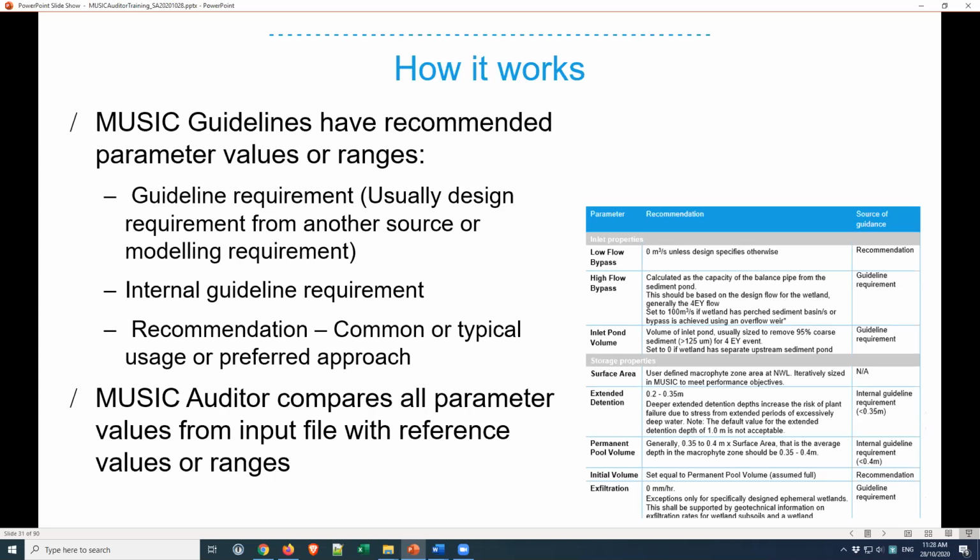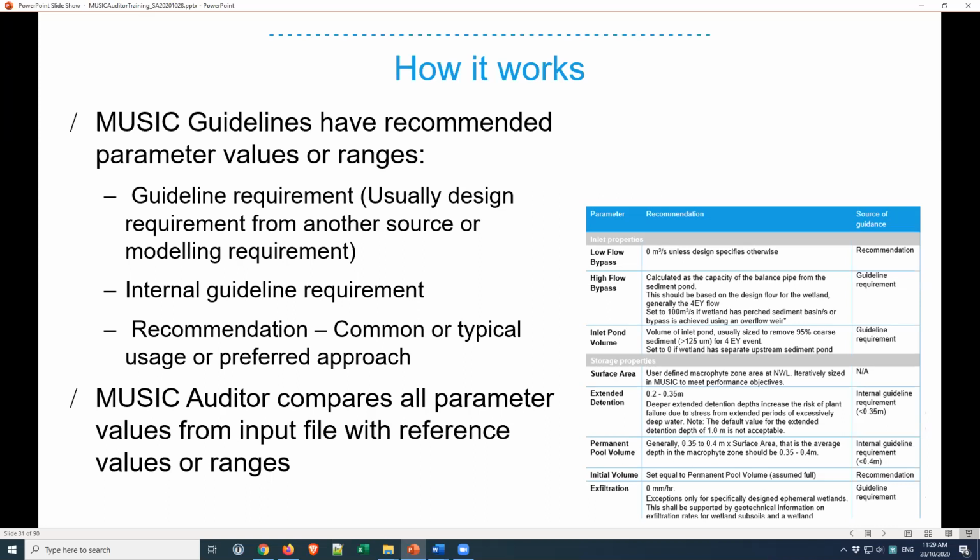So what we've had to do is suggest some parameter ranges within the modelling guidelines for what's reasonable, or what you perhaps should be setting as a guideline. So we've got a guideline requirement where we're saying this is a hard limit. You really shouldn't be deviating from this unless you've got a good reason. We've got what we've called an internal guideline requirement, which is a guideline that's been set in the South Australia MUSIC modelling guidelines, but isn't necessarily a design requirement outside those.